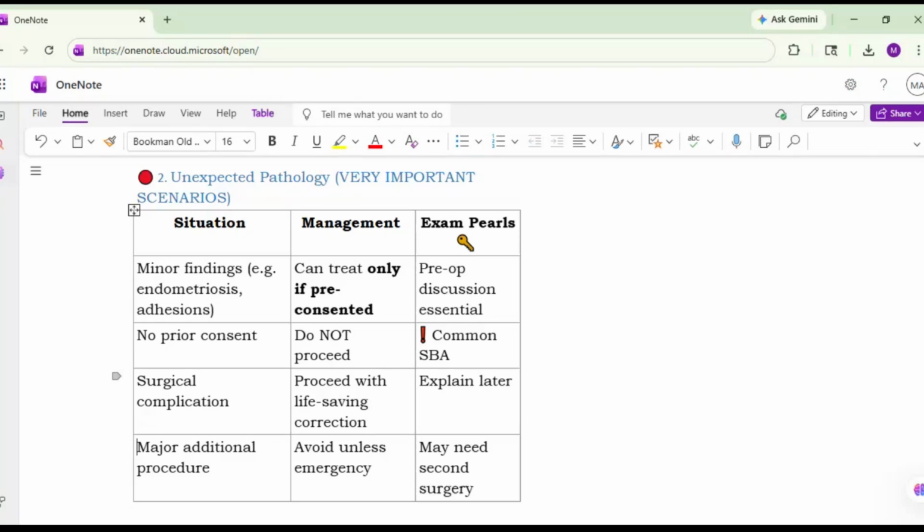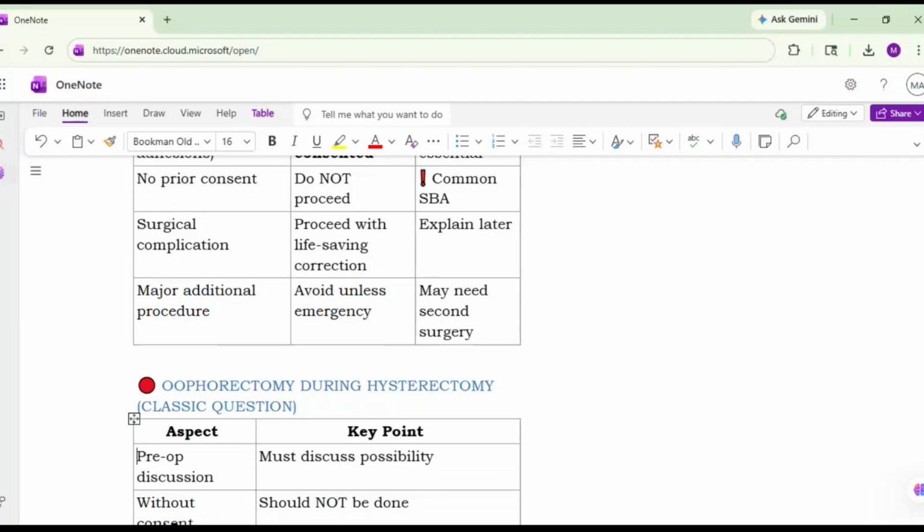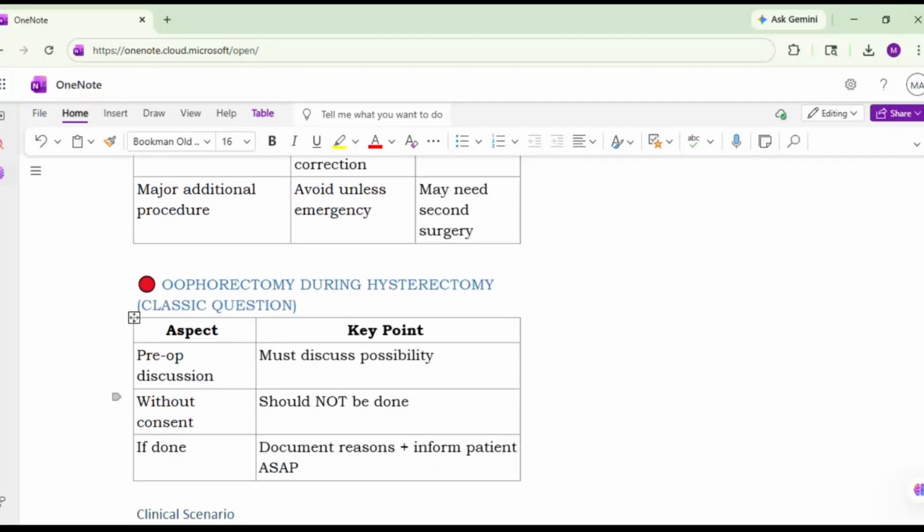Then if there is a surgical complication, if it is life saving, then we have to proceed, and we will explain it later. A major additional procedure is to be avoided unless it is an emergency. It may need a second surgery also. Even if it requires a second surgery, we should not go ahead with that particular procedure. It is a major additional procedure.